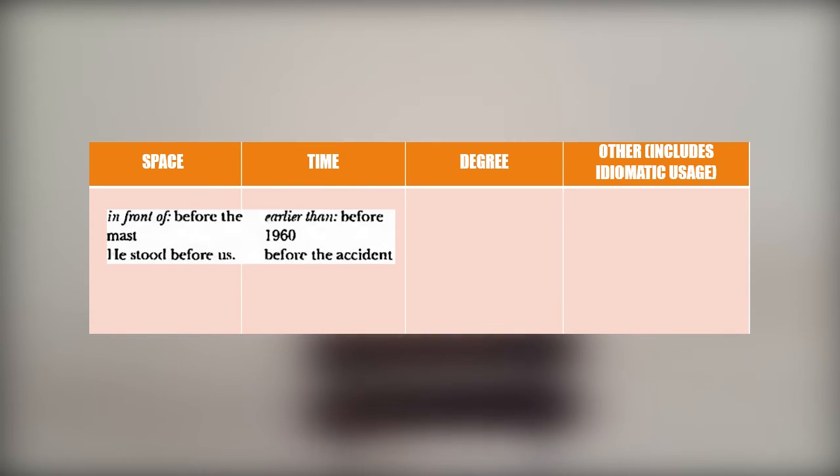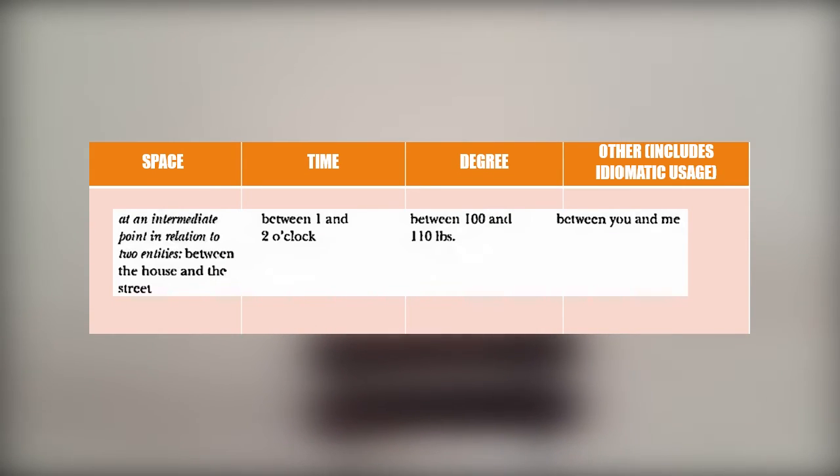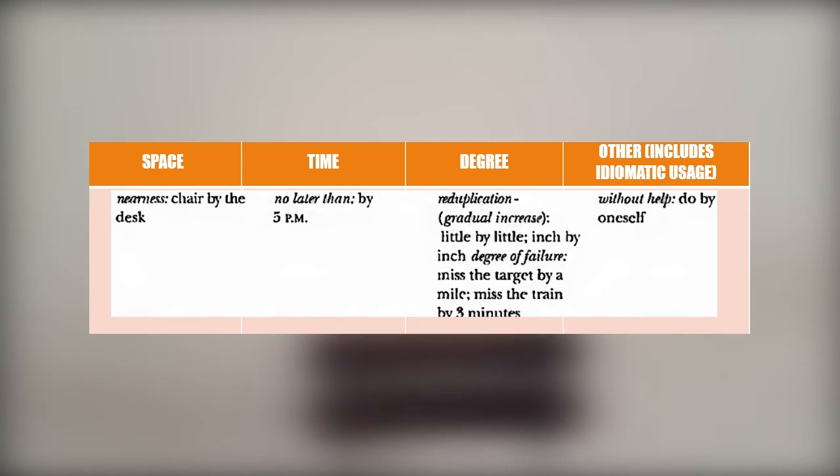Before the mast, in front. Before 1960, before the accident, which is earlier. Between the house and the street, which indicates the point of relation between two entities. Between 1 and 2 o'clock, between 100 and 110 pounds. Between you and me. By. Chair by the desk, which is the nearness. No later than, by 5 p.m. Little by little, inch by inch, which is the reduplication. Do by oneself, that means without help.